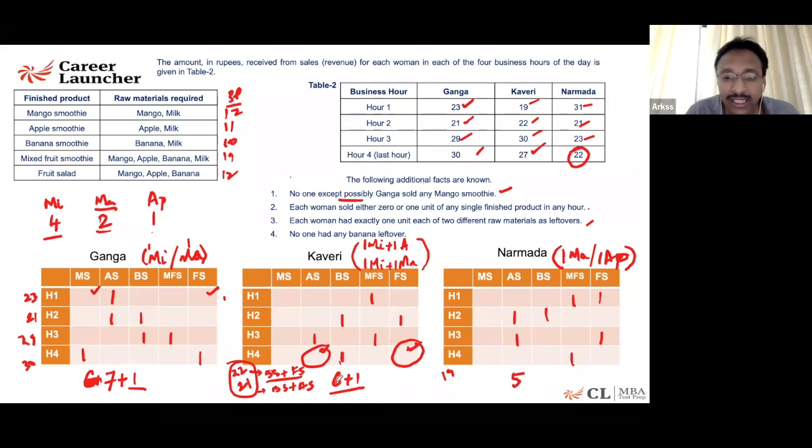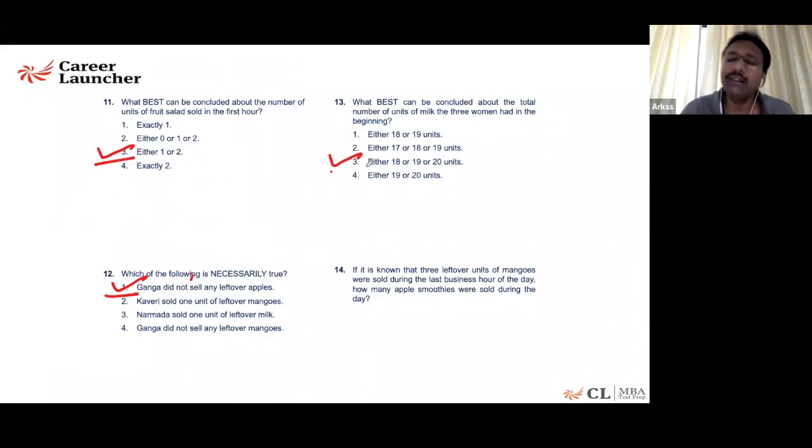So 13 plus 5, 18 is the bare minimum. Plus 2, 20 is the maximum. 18 or 19 or 20. Beautiful question. Very easy if you make it in this way.